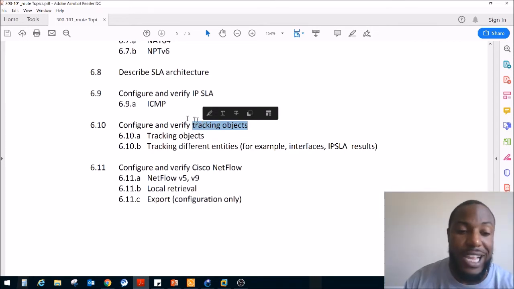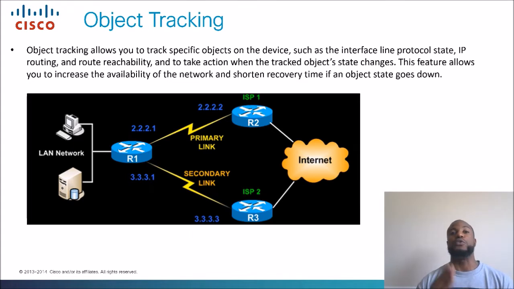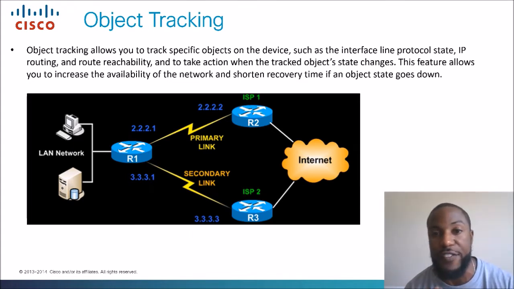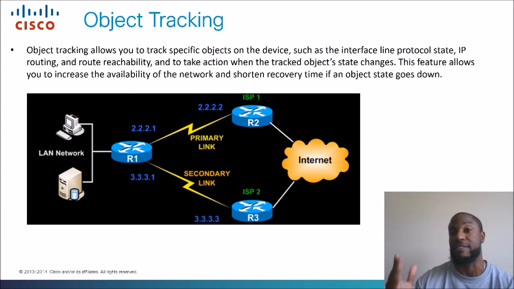Let's head over to the slides for the official definition. Object tracking allows you to track specific objects on the device, such as interface line protocol state, IP routing, and route reachability, and to take action when a tracked object's state changes.